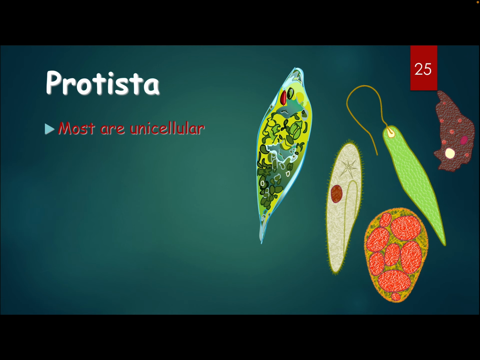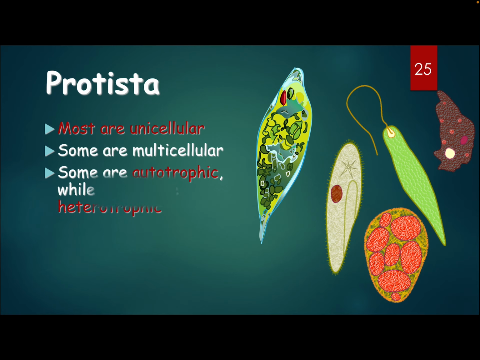So first we have Protista, and these are unicellular, meaning only one cell. Some of them are multicellular or can form colonies, but not most of them. Some are autotrophic. What does autotrophic mean? Autotrophic means it can make its own food, like plants. So basically that means it is photosynthetic. It can do photosynthesis. And others are heterotrophic.